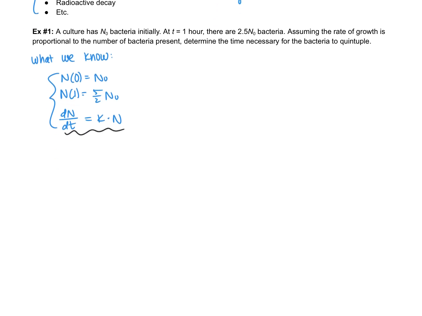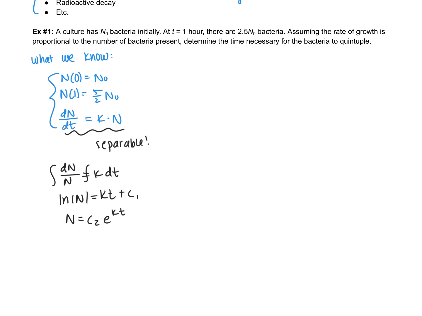If we look at our differential equation, we notice that that equation is separable. So we're going to solve by separation. So we get dN over N is equal to k dt. If we integrate, we have the natural log of N is equal to kt plus C1. Then I'm going to get N is equal to C2 e to the kt. Now is where we can use some of those initial conditions. So I'm going to start with this first one.